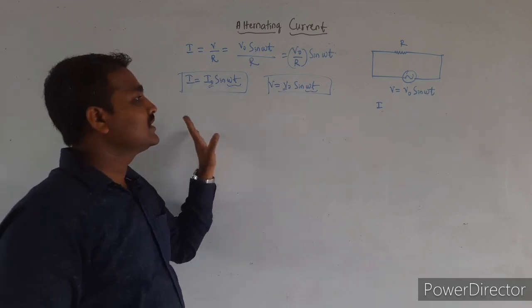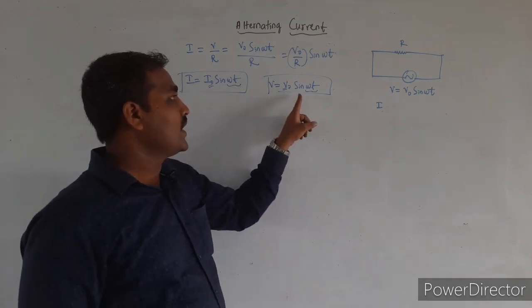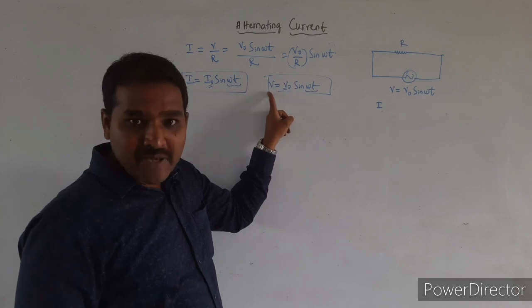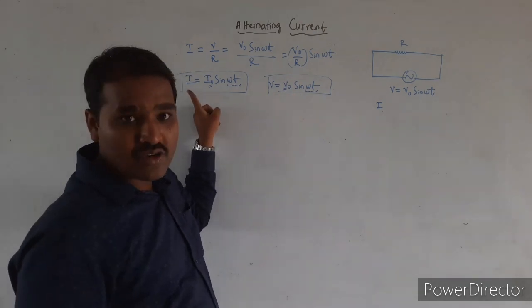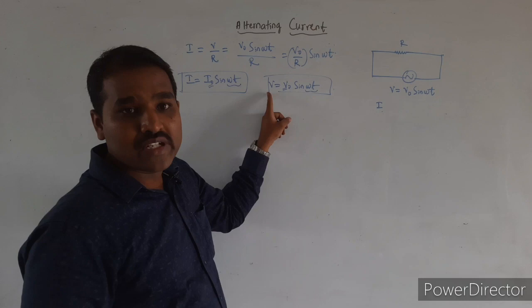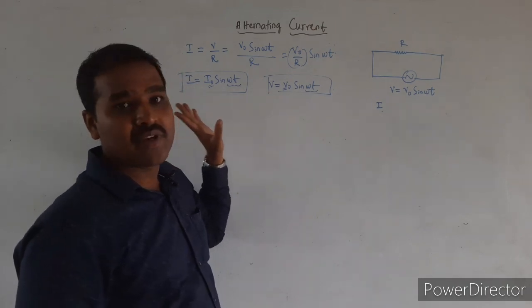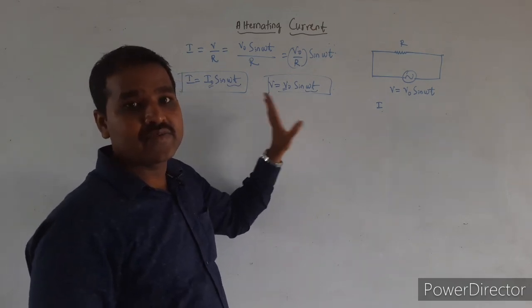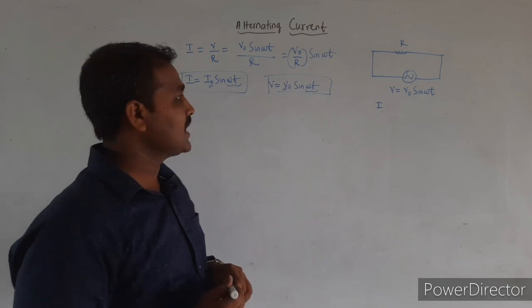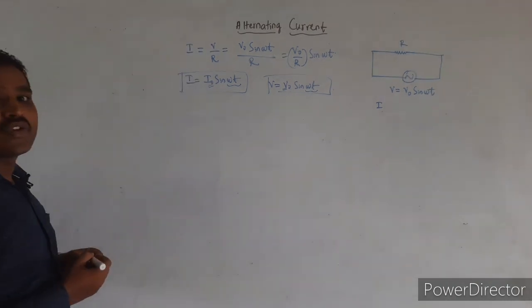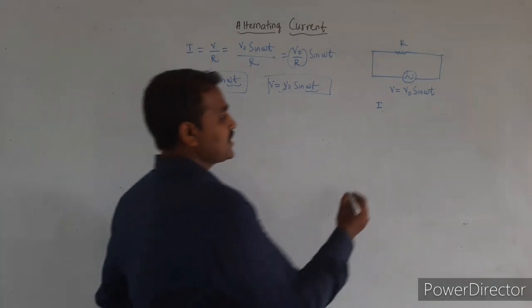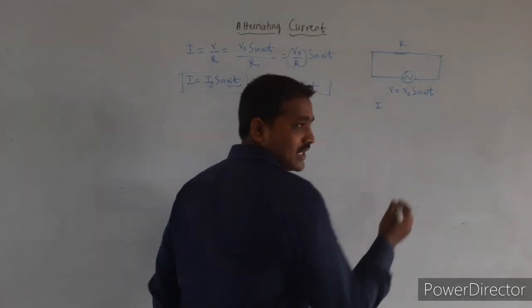What is the meaning of that? It means that when V is maximum, current is also maximum. When voltage is minimum, current is also minimum. Both are in phase with each other. So that we shall show by the graph and phasor. Okay, so we have something called phasor. Yes, so that I will explain here.